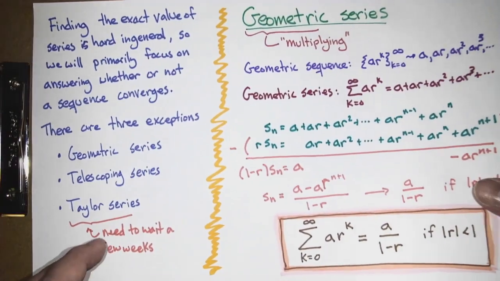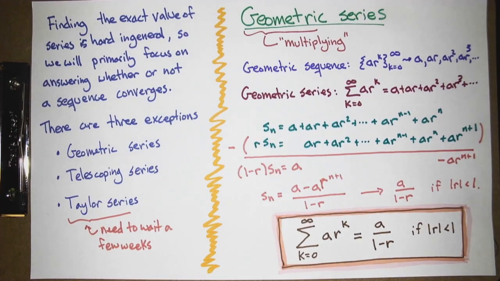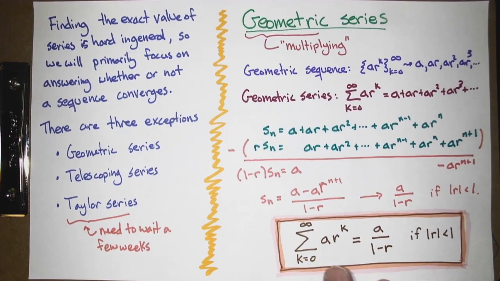So some comments that we've already made. Finding the exact value of a series, in other words, adding up all the terms, is hard. And so the main question is, does it exist? Does it converge or diverge? That's where we put our energy for most of the next 2 weeks.